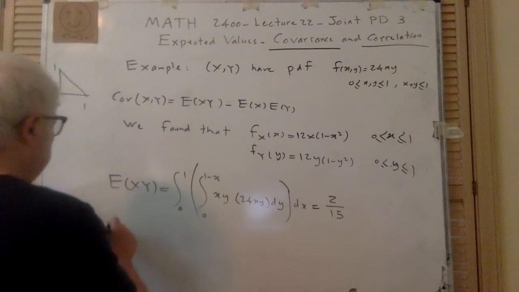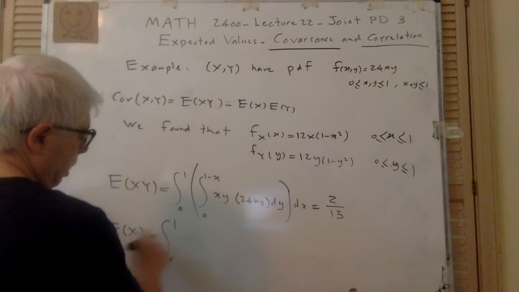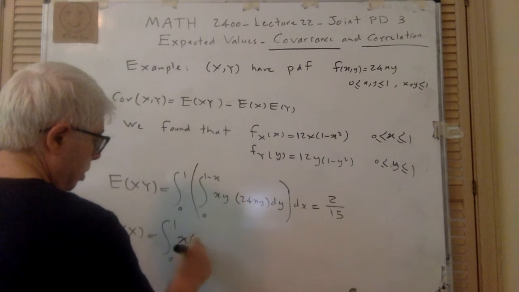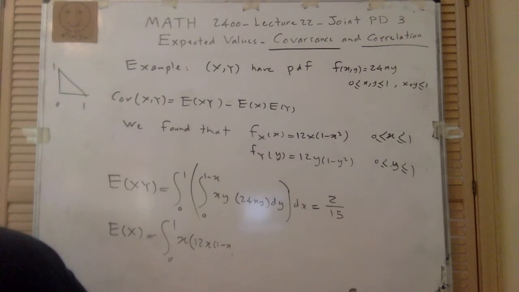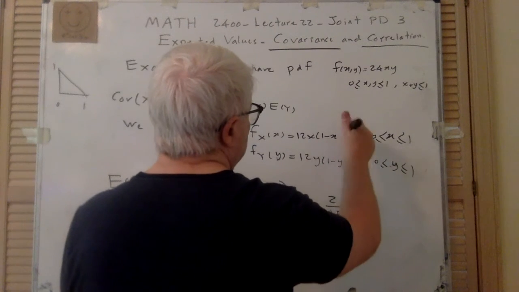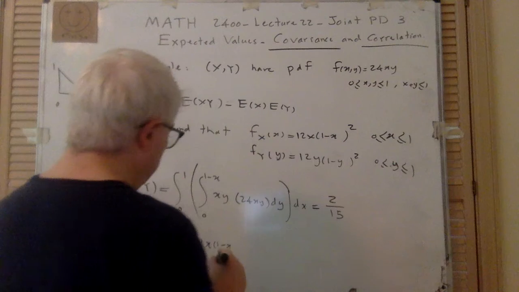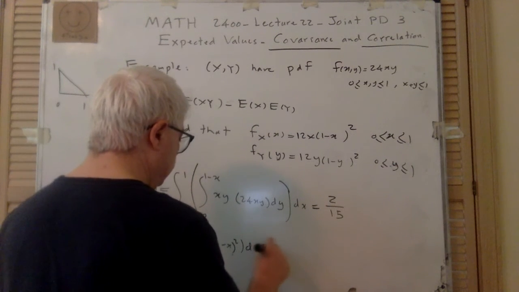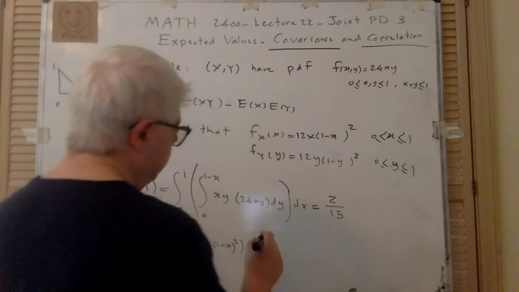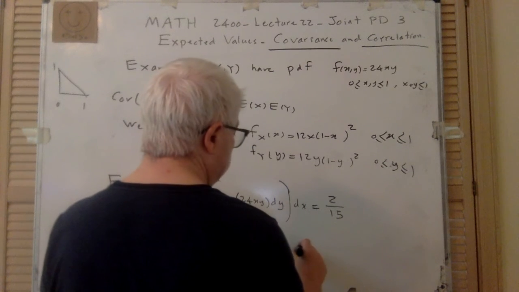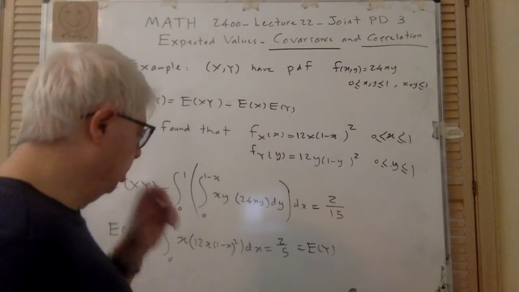And E[X] is the integral from 0 to 1 of x times f_X(x). What is f_X? 12x times 1 minus x squared. Is it 1 minus x squared? Yeah, that square is up here, sorry. 1 minus x squared, that's what we found. So 1 minus x squared dx, and if you calculate this, that's 2/5, and that's also equal to E[Y]. E[Y] is the same formula, and you will get the same answer.